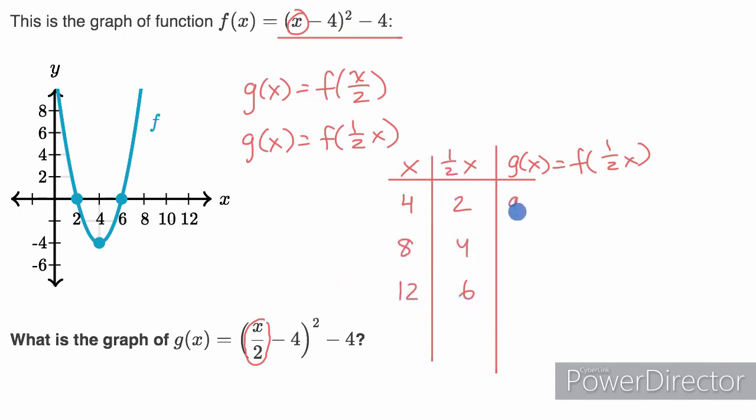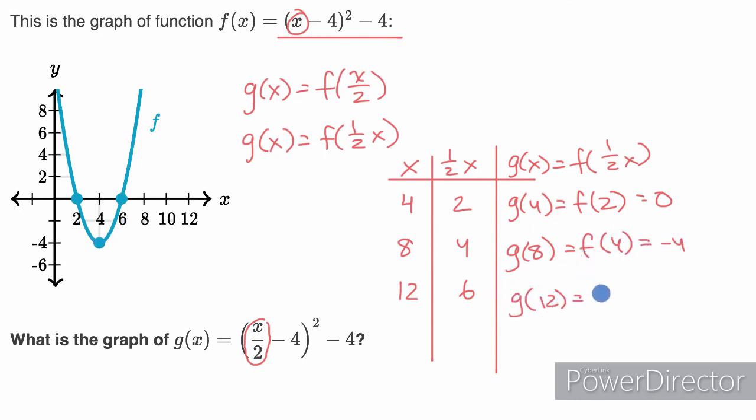And so then we could say, all right, g of 4 is equal to f of 2, which is equal to 0. That's why I picked 2, 4, and 6. It's very easy to evaluate f of 2, f of 4, and f of 6. It gave us those points very clearly. So g of 8 is going to be equal to f of 1/2 of 8, or f of 4, which is equal to -4. And then g of 12 is equal to f of 6, which is half of 12, which is equal to 0 again.